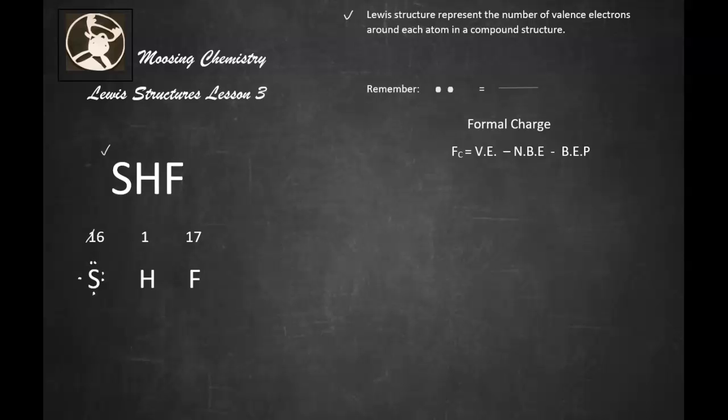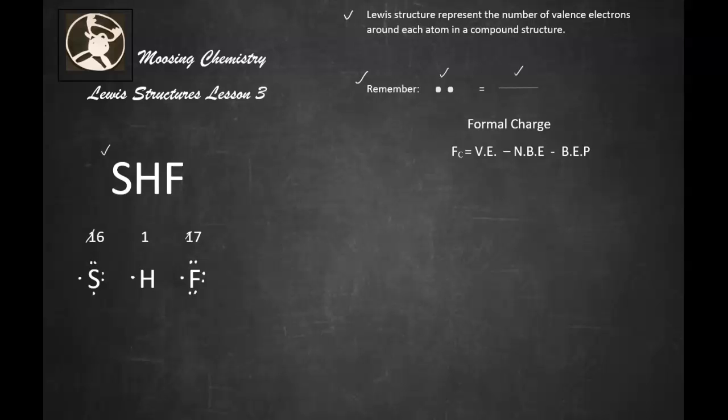Hydrogen only has 1, so there's 1 there. Cross out the 1 there, that tells me I got 7 valence electrons. All right, it's also important to remember that 2 dots right here equals a dash when you're doing Lewis structures.